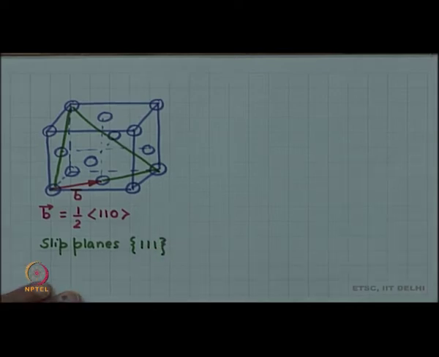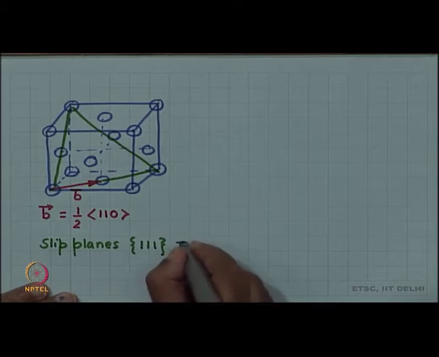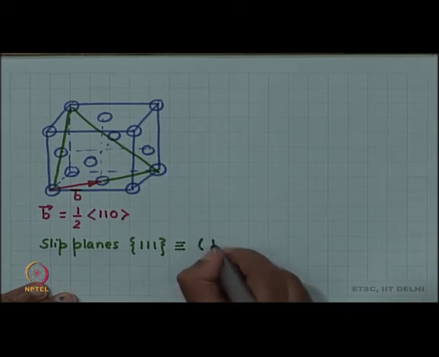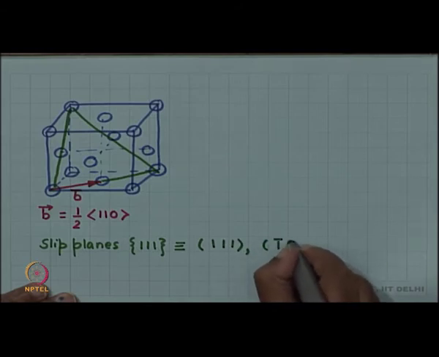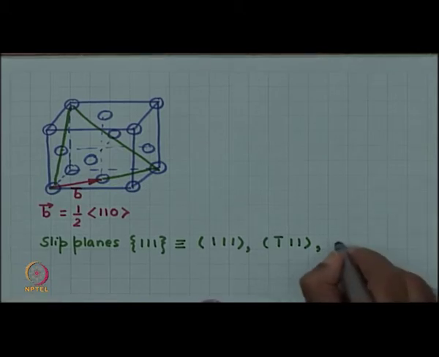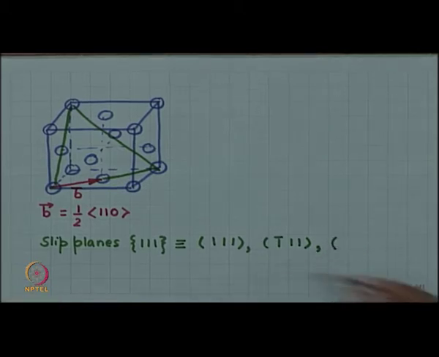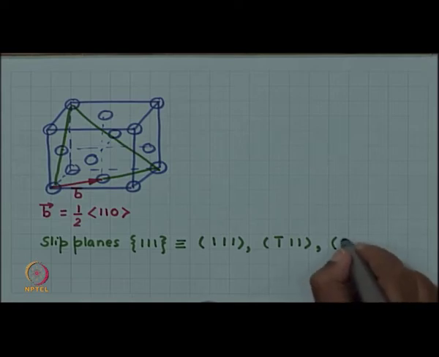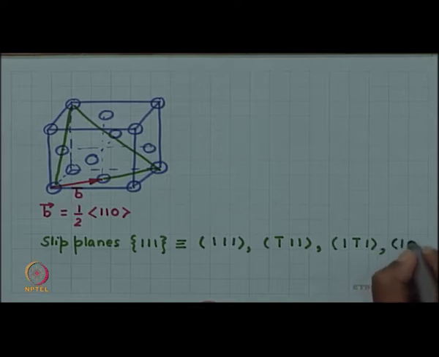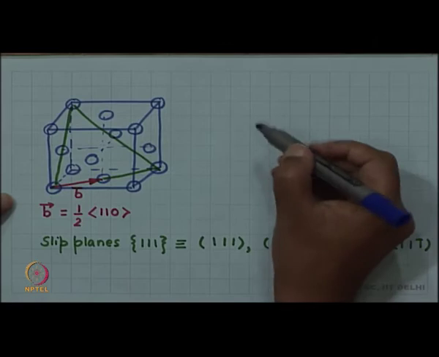But remember, this one family of planes actually means 4 different planes, and they are 1 1 1, bar 1 1 1, and so on. It may be useful to refresh your crystallographic videos if you are having difficulty in recalling these. So, 4 such planes are there. So, let us consider, again let me draw a unit cell.